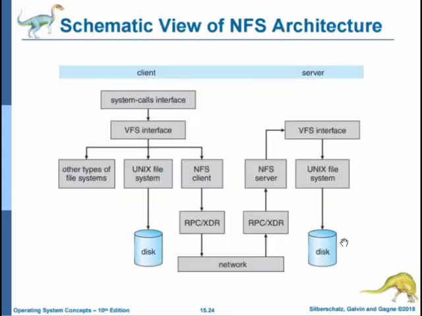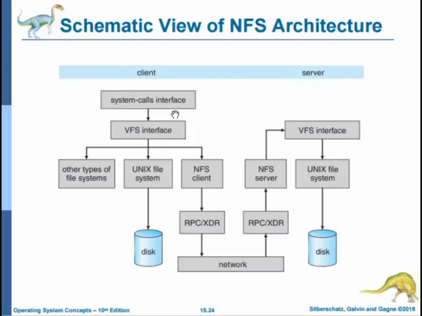So this is a schematic view of the network file system, and NFS is integrated into the operating system via the VFS. As an illustration of the architecture, we can trace an operation on an already open remote file. How does the NFS architecture handle the already open remote file?